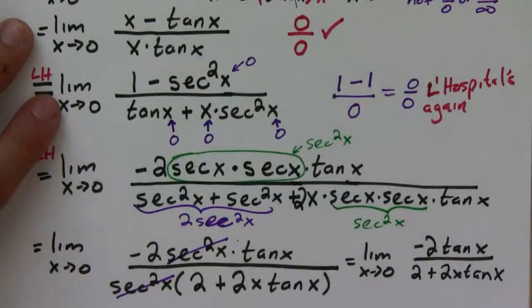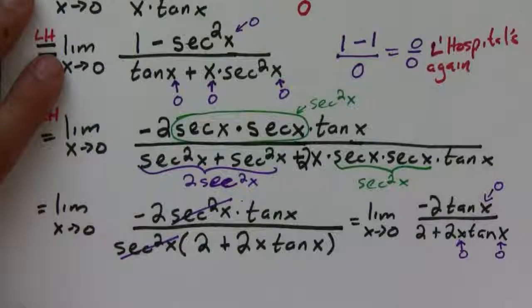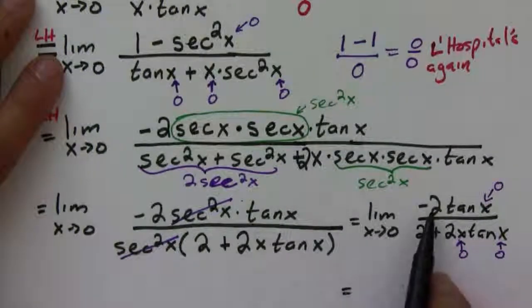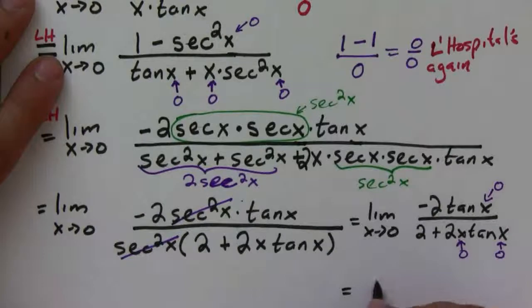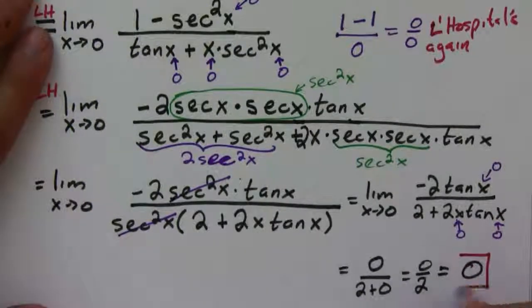Okay, and now if I plug in 0, what I'm going to get on top is negative 2 times tangent of 0, which is just 0, so I'm going to get 0 over, now this time it's 2 plus 0, so this is actually 0 over 2, which is simply 0. Whew, and we're done.